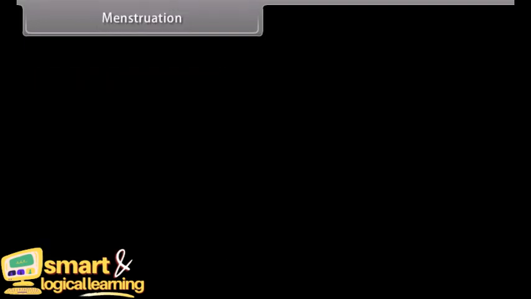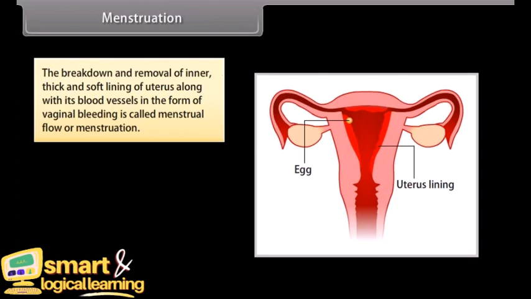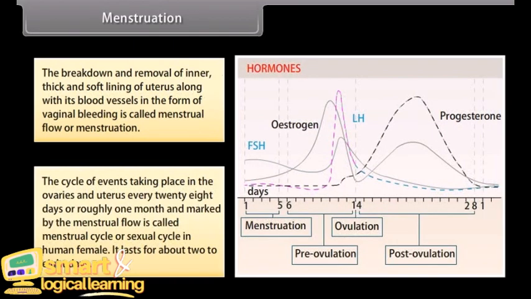Menstruation. The breakdown and removal of the inner, thick, and soft lining of the uterus along with its blood vessels in the form of vaginal bleeding is called menstrual flow or menstruation. The cycle of events taking place in the ovaries and uterus every 28 days, or roughly 1 month, and marked by the menstrual flow is called menstrual cycle or sexual cycle in human female. It lasts for about 2 to 8 days.